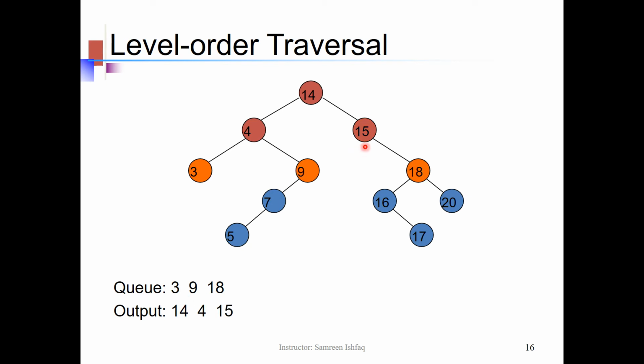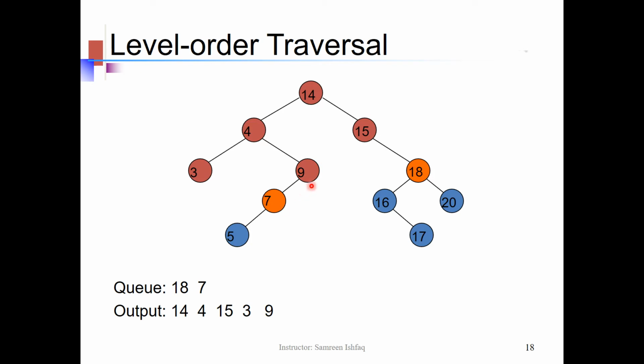First, the number 15 is printed and then we check for its left and right child. There is no left child of the node with number 15, but the right child is there. The right child is the node containing number 18, so this number is inserted in the queue. In the next iteration, 3 will be dequeued. Now we will print 3. As you can see, there is no left or right child of node 3. So, no new node is inserted in the queue in this iteration.